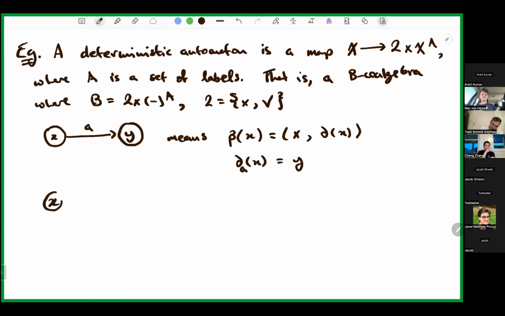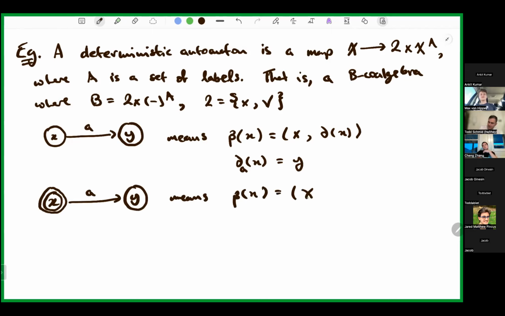And if I write X with 2 circles around it, but same transition, this means the same thing. So if I look at X, I'm going to get thumbs down emoji and partial, or wait, hold on. No, the difference between these is that this is going to get thumbs up emoji. Sorry, my bad. The partial A X is now Y. So the 2 circles just means that X is accepting. Okay.